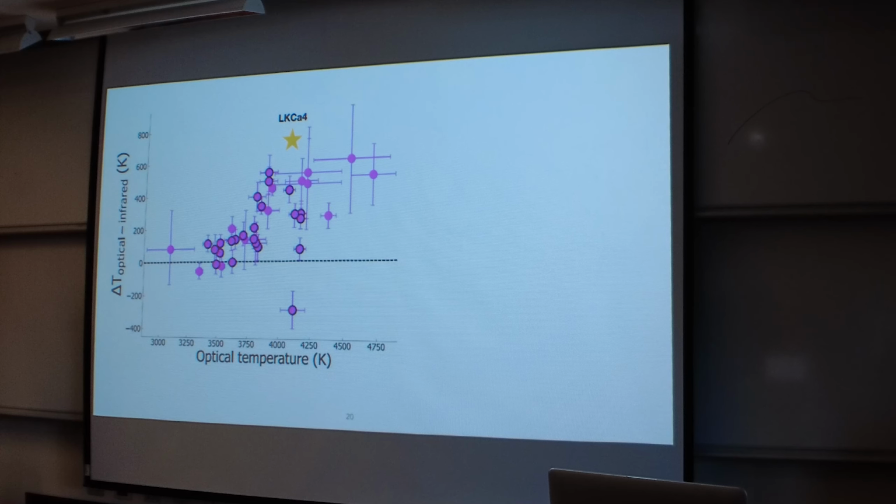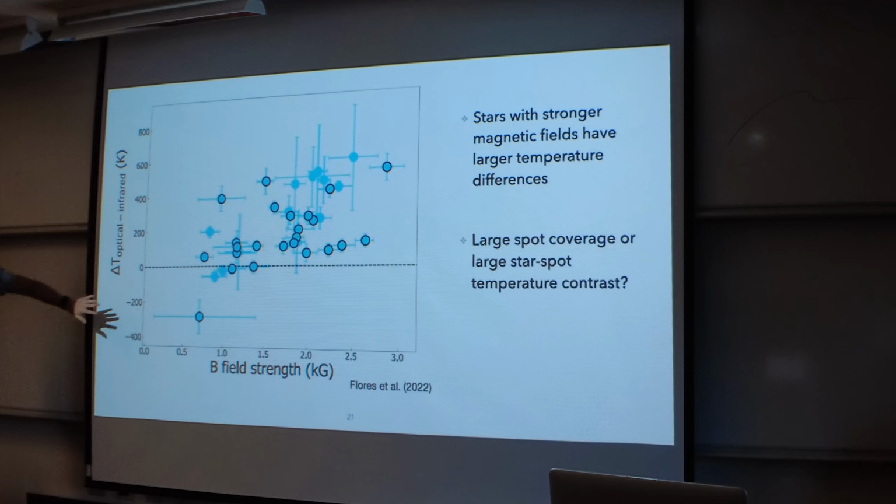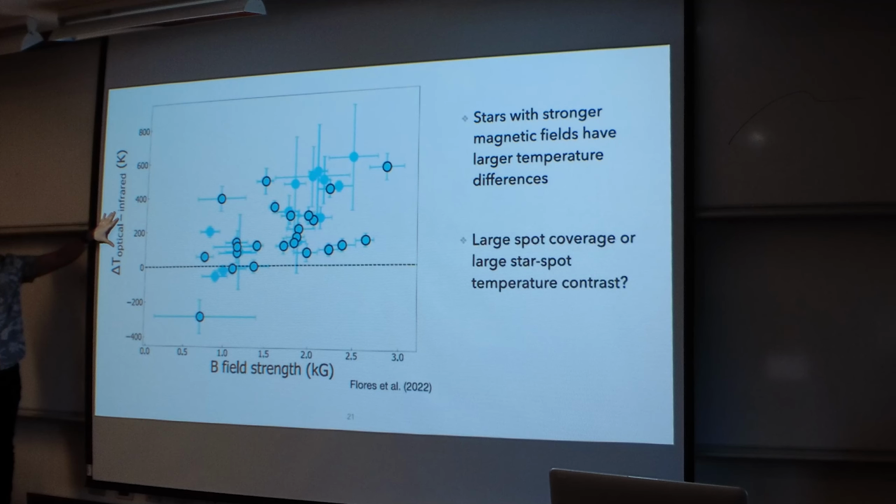Yeah. So, okay, this is showing that Lie calcium 4 is not unique. Actually, this is a generalized problem in star formation where we look at different temperatures, different wavelengths, and we have different temperatures. Now, this is also a magnetic effect. So we also measure the magnetic field strength of the sources, and we try to correlate the field strength with the differences in temperatures we see.